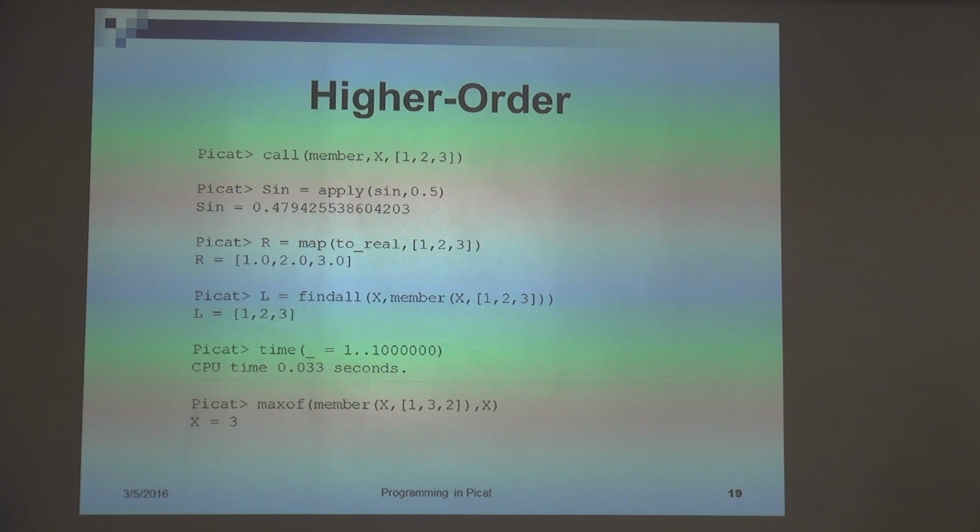And higher-order calls: you can use call to call predicates, use apply to call higher-order functions, use map to map a function onto a list, and use findall to get all the answers that satisfy a call. And time is also a higher-order call: you make it a call, and then the system tells you how much time was spent on the call. You can use max of, min of to get a minimum or maximum value of all the instances that succeeded.